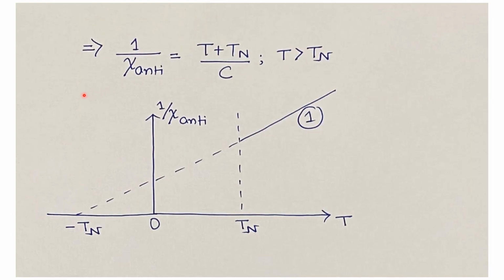For the antiferromagnetic material, 1 by the antiferromagnetic susceptibility is given by T plus Tn divided by a constant C, and it is applicable for temperature greater than Néel temperature Tn. So our 1 by chi is proportional to T plus Tn. If we plot this for T greater than Tn, then it will be a straight line, and if we extend this straight line by this dotted version, then this will intersect the T-axis at minus Tn, and it will intersect the 1 by chi axis at a positive value. So it seems that our first material is antiferromagnetic.